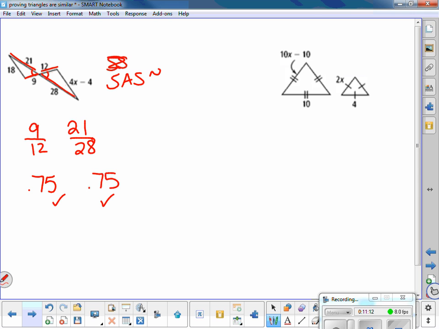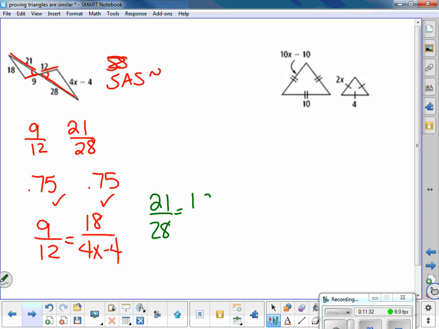Now I can set up a proportion. I can say 9 over 12 is equal to 18 over 4x minus 4. Miss Nash, could I have used this? Could I have said 21 over 28 is equal to 18 over 4x minus 4? Absolutely. Both of those work.